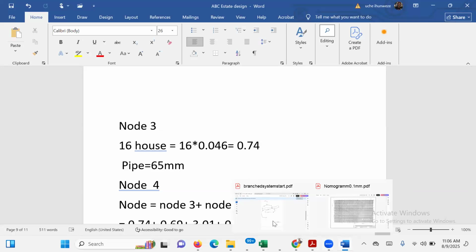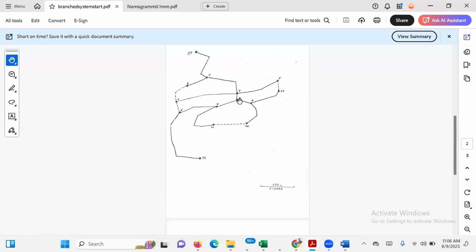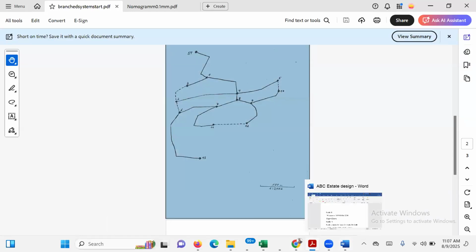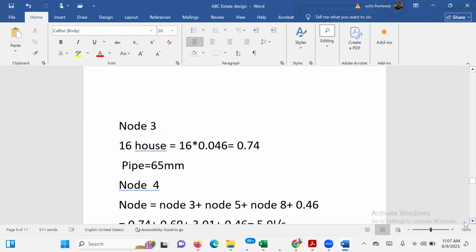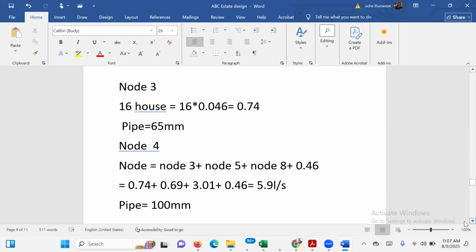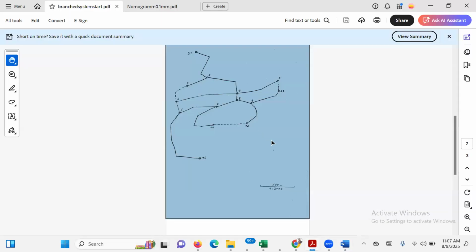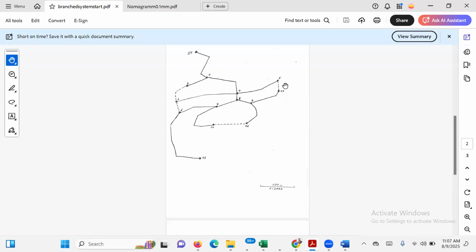Then we now go to node 4. Node 4 is more complicated. Node 4 will now be the value of 3 plus 5 plus 8. Very simple. So node 4 becomes node 3 plus node 5 plus node 8. Yeah, node 3, node 5, node 8, and then the houses that are connected to it.